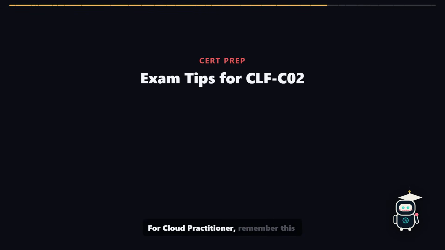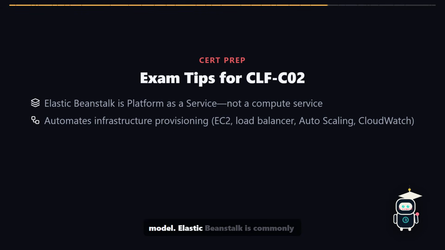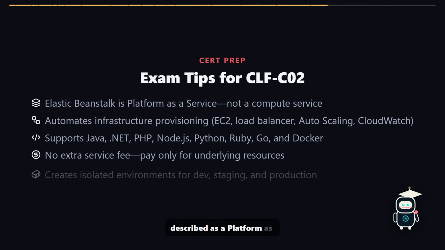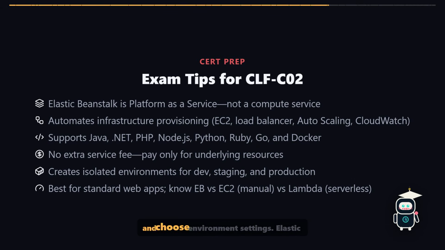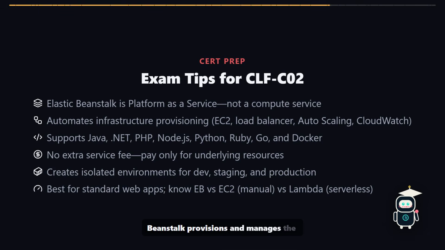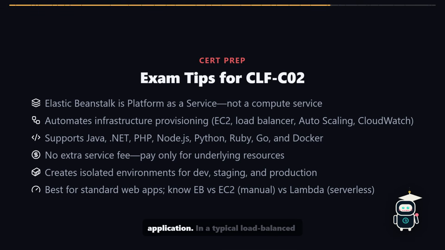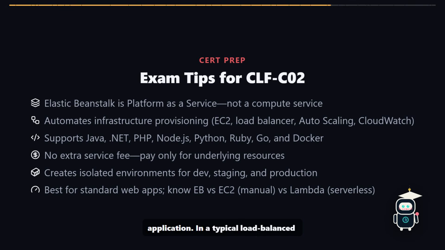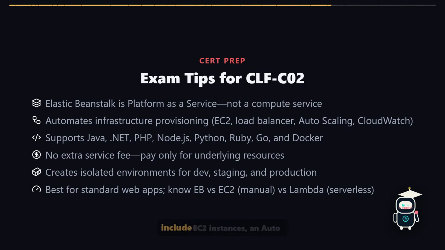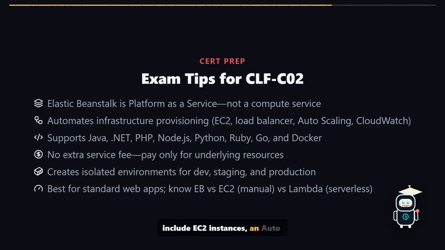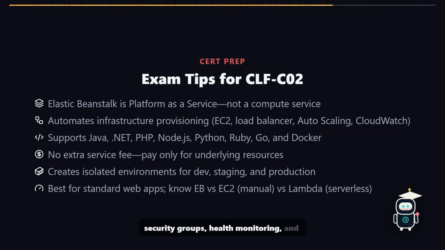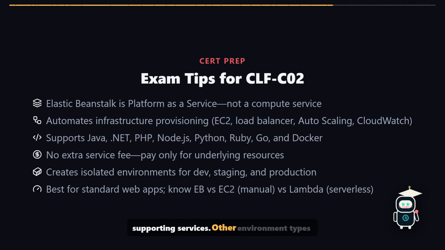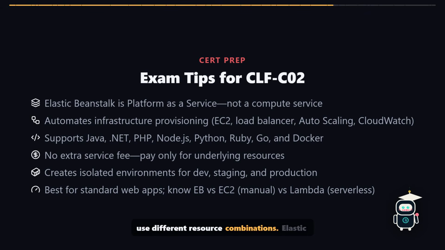For Cloud Practitioner, remember this model. Elastic Beanstalk is commonly described as a platform as a service, or PaaS. You upload a supported application version and choose environment settings. Elastic Beanstalk provisions and manages the environment resources that run the application. In a typical load-balanced web environment, those resources can include EC2 instances, an auto-scaling group, a load balancer, security groups, health monitoring, and supporting services. Other environment types use different resource combinations.